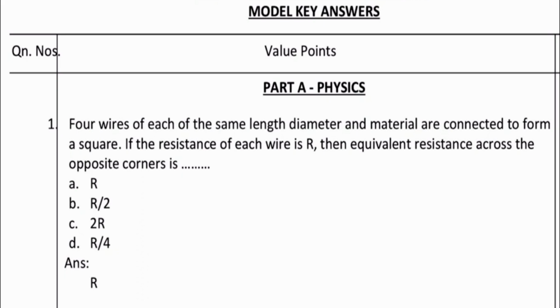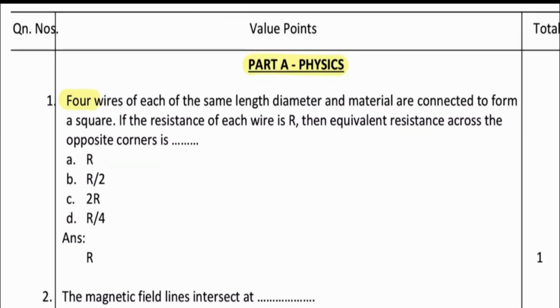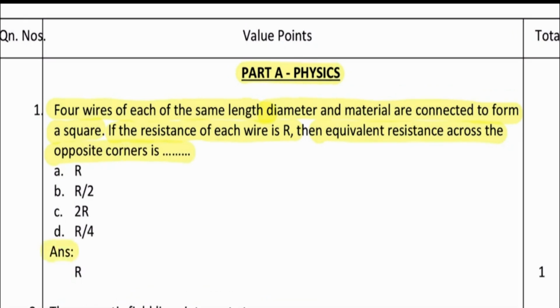Now we are discussing CBSE Science Practice Paper 1 with answers. First one, 4 wires of the same length, diameter and material are connected to form a square. If the resistance of each wire is R, then the equivalent resistance across the opposite corner is. Answer is R, which is A.